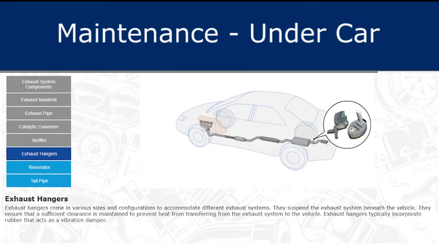Exhaust hangers come in various sizes and configurations to accommodate different exhaust systems. They suspend the exhaust system beneath the vehicle. They ensure that a sufficient clearance is maintained to prevent heat from transferring from the exhaust system to the vehicle. Exhaust hangers typically incorporate rubber that acts as a vibration damper.